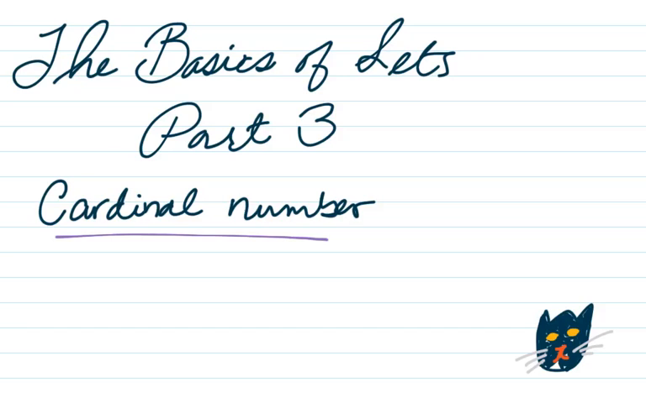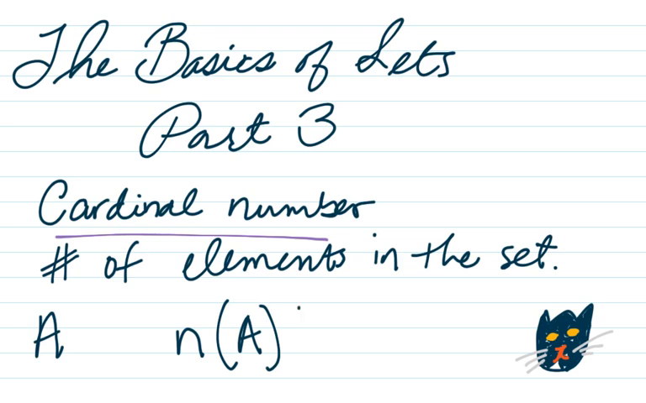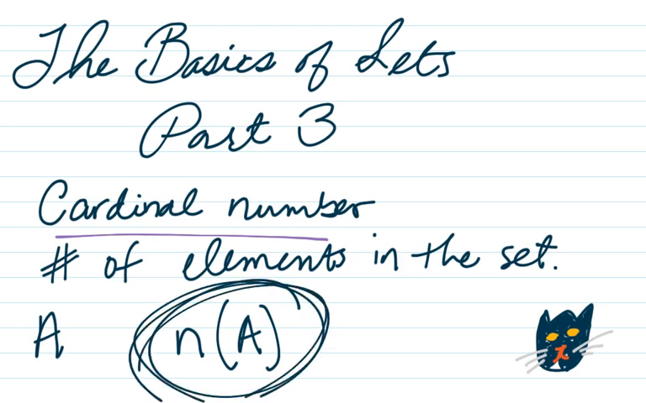In this third part on the basics of sets, we're going to look at some other fundamental set concepts. The first thing we're going to look at is what is the cardinal number. The cardinal number of a set is the number of elements in the set. So if I were to have set A, the cardinal number is represented by the symbol n(A). So this is how we write and represent the cardinal number of a set.